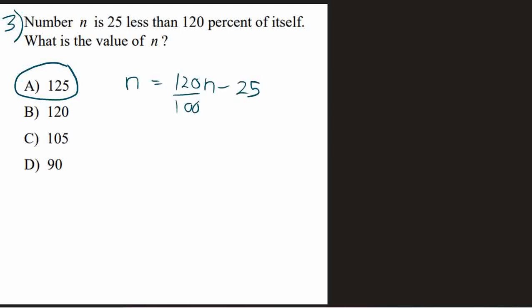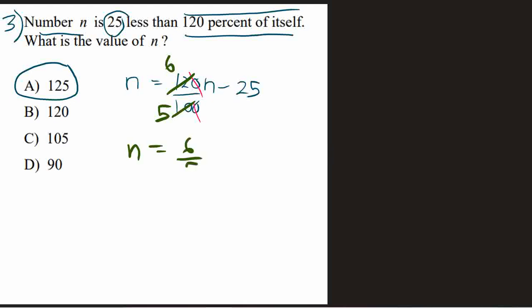Number n is 25 less than 120% of itself. Let's start with 120% of itself: 120 over 100 of itself means times n, and 25 less means minus 25. What is the value of n? We can cancel the 0 and 0, then 12 divided by 2 is 6 and 10 divided by 2 is 5. Then we get n equals 6 over 5 n minus 25.